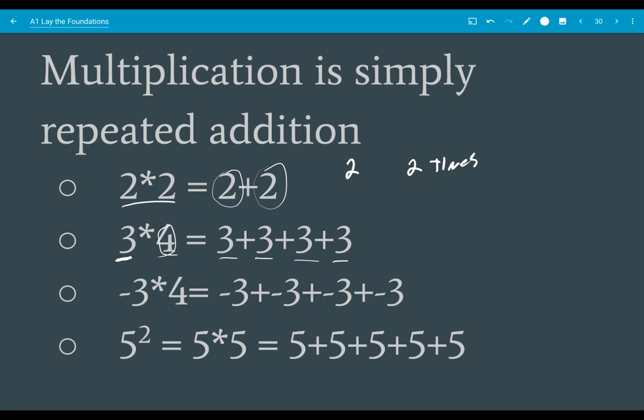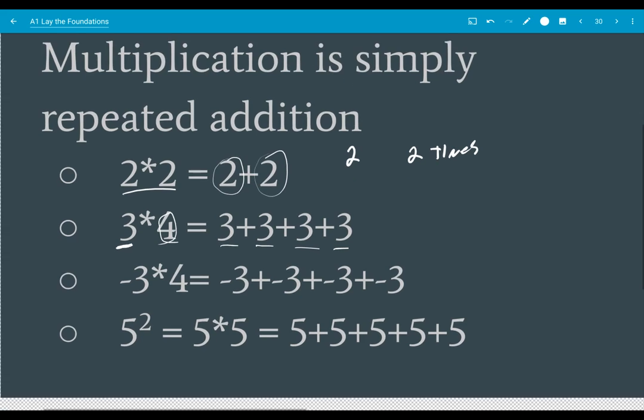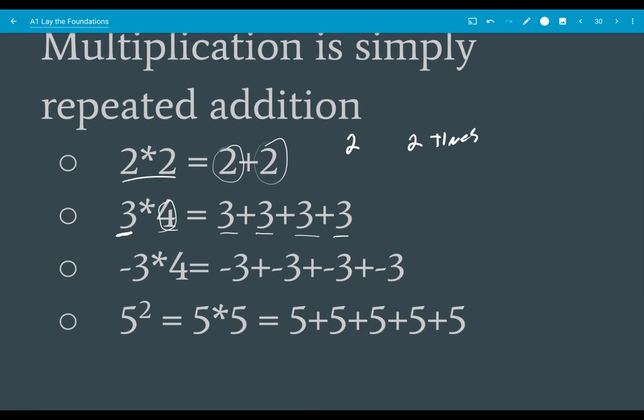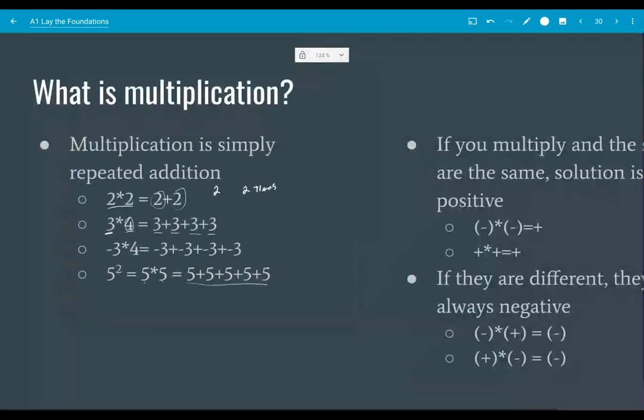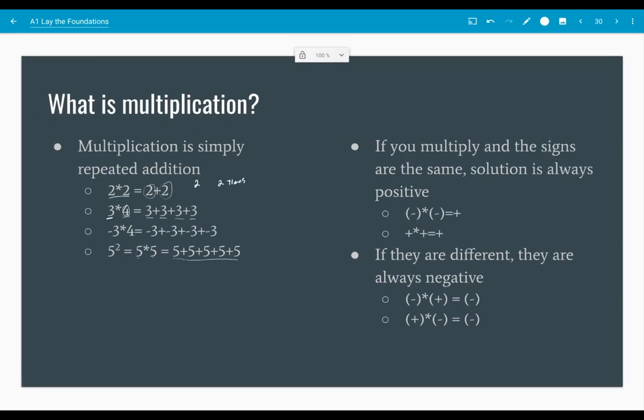-3 times 4 doesn't change anything. It's still repeated addition. You just have -3 four times. Exponents, which I'm just going to introduce briefly here. 5 squared, right? Squared just means 2 5s. 5 times 5, and that just means 5 5s. So that is all multiplication is.